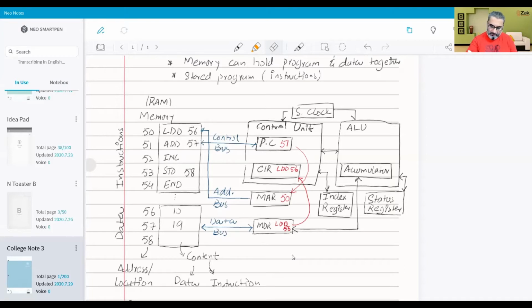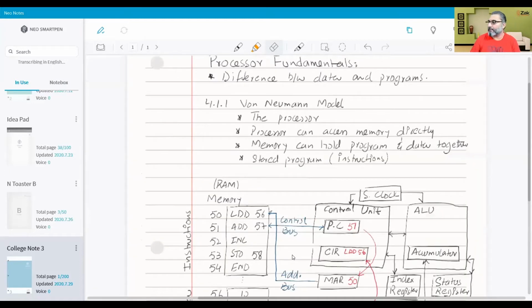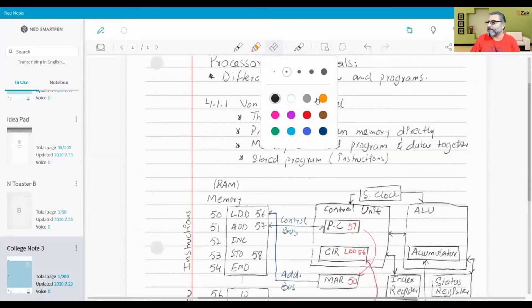So this whole thing is called the microprocessor. What do we call it? Microprocessor. So this is our microprocessor. Let's make it in a different color so that you have an idea.